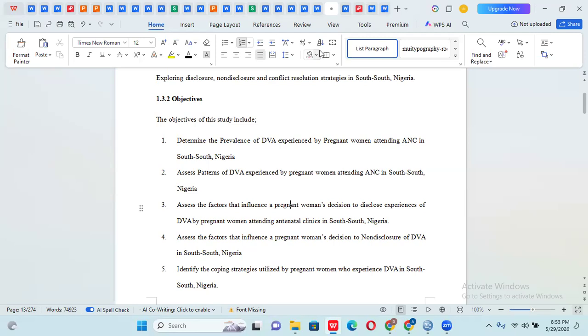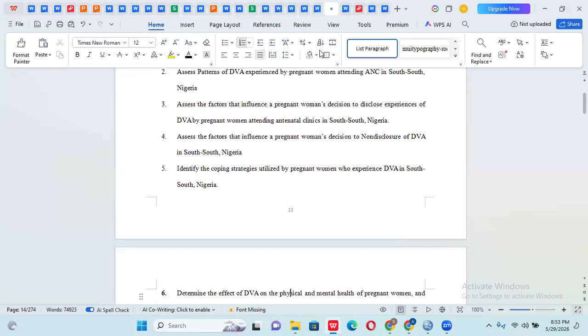Or you go to the methodology. If the person states it there, that the factors I'm talking about under objective 3 is what? Is socioeconomic characteristics. So that is objective 4. Objective 3. Objective 4. Assess the factors influences the same thing. Now this one is disclosure. This is non-disclosure. So there are two separate variables.